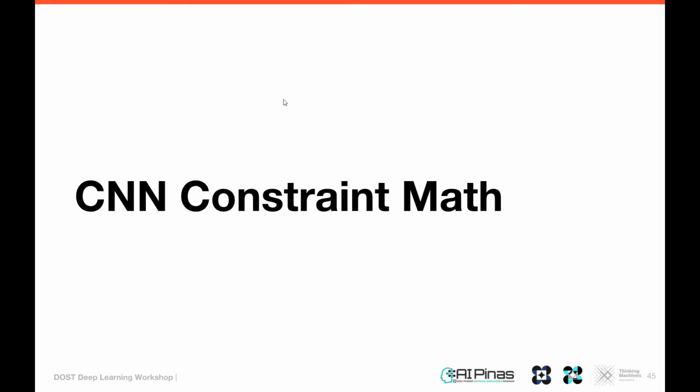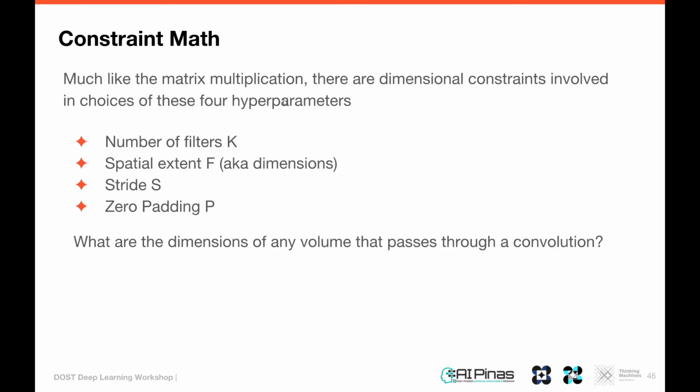And that brings us to some of the basic constraint math around convolutional neural networks. In practice, it's really easy to mess this up, but it's quite straightforward math. There are dimensional constraints involved in the choices of these 4 hyperparameters that we've been speaking about. First is the number of filters you have. Second is the dimensions f you have. Third is your choice of stride as you convolve. And then fourth is your choice of whether you have zero padding and how much zero padding you have.